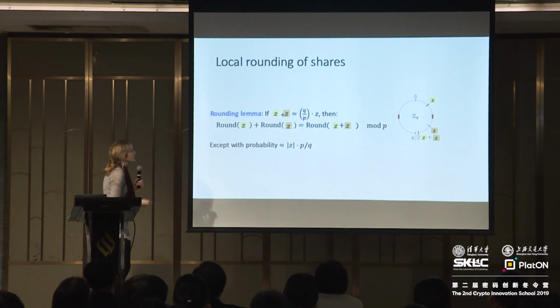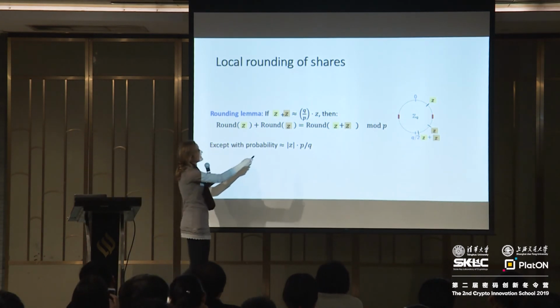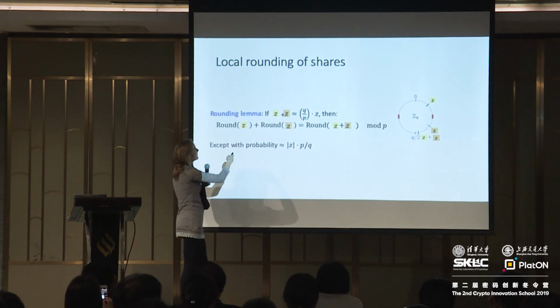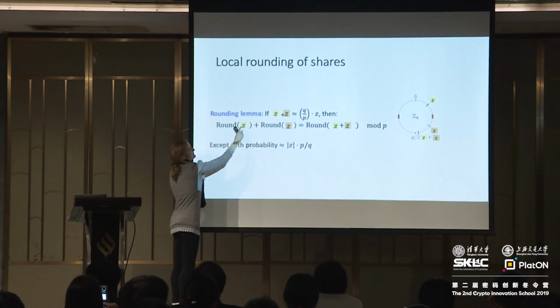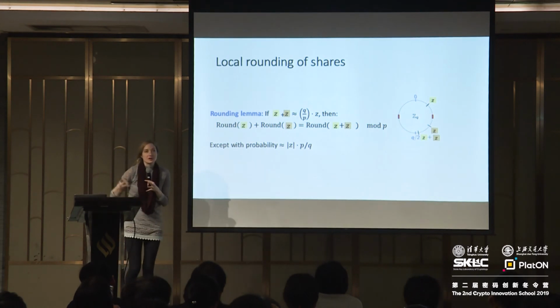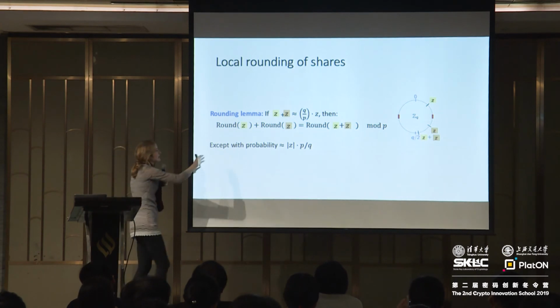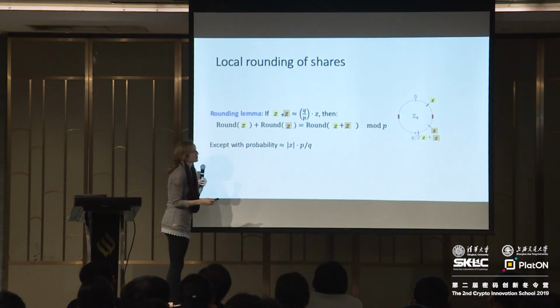Essentially, there's a procedure round. Explicitly, round of z will take this share, whatever you have, and multiply it by the reciprocal, by p over q. Because p is less than q, this is some fractional value that might not be an integer. It takes that value and rounds it to the nearest integer.